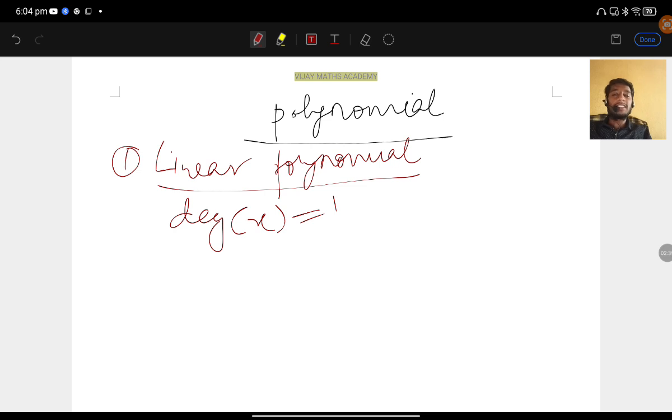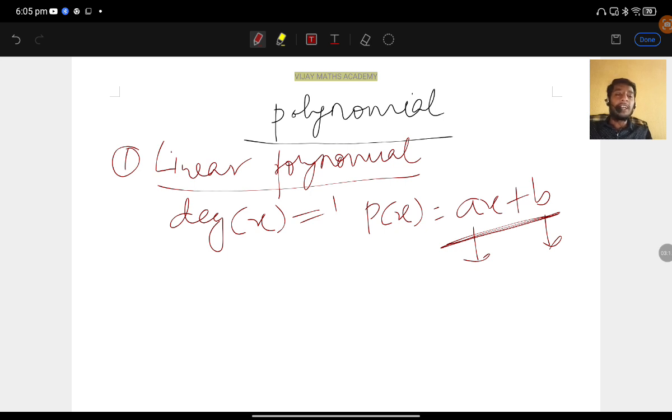So for this the general form will be p of x is equals to ax plus b. We saw many examples like x plus 1, x plus 5, x plus 7, x minus 8. These all are examples for linear. But this is the actual general form for the linear polynomial. So here a will be the coefficient of x, whereas b is the constant term.